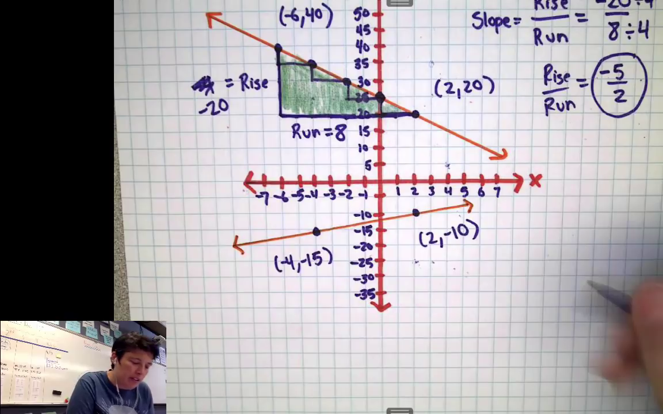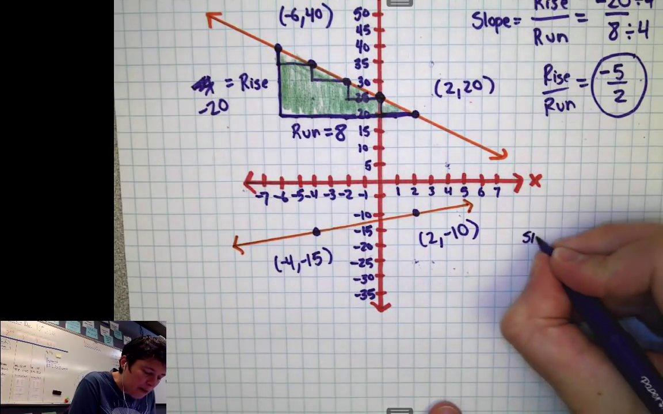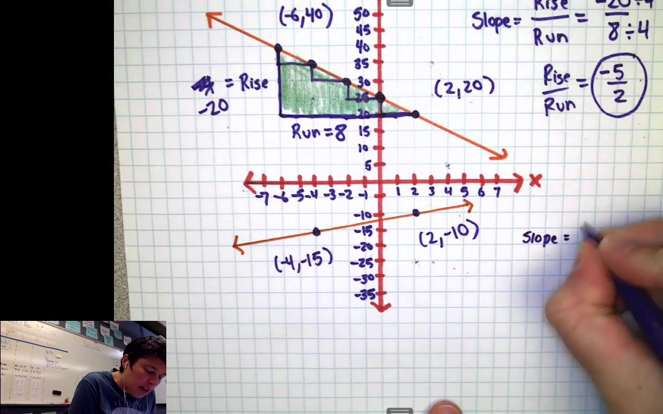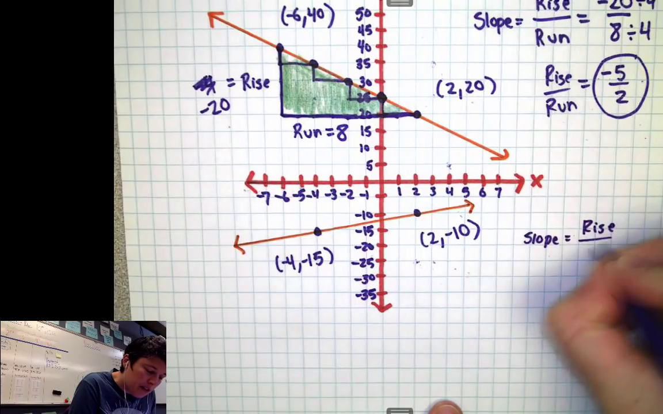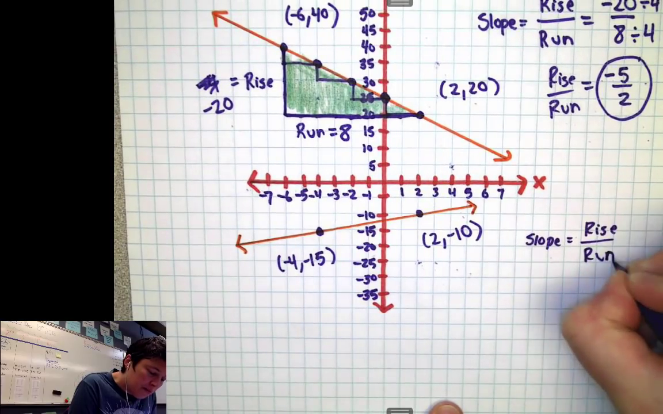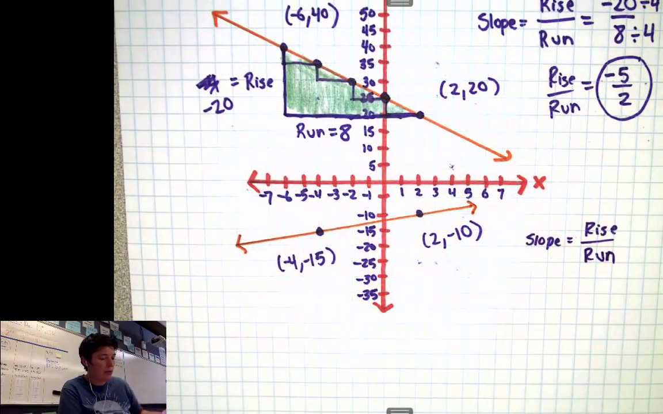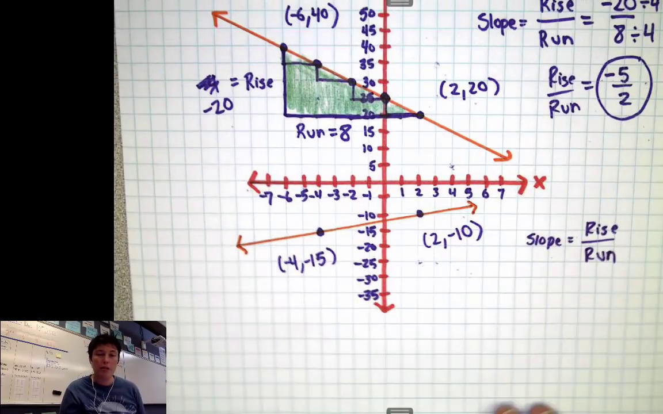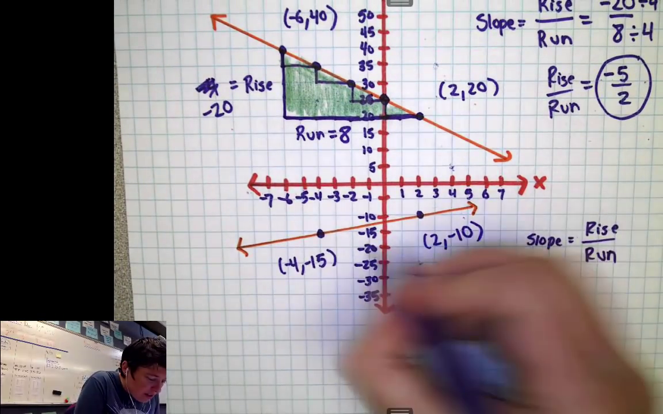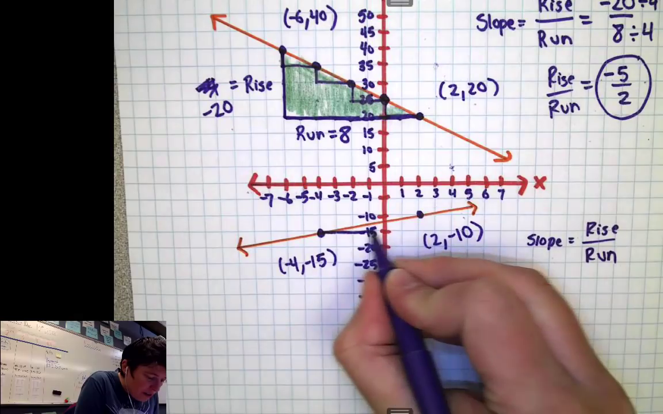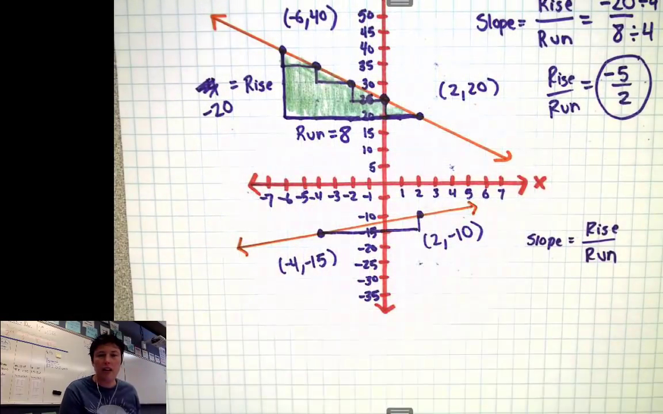I have a lot of space down here to do that, so I'm going to write slope equals rise over run. There's my rise over run. All right, slope equals rise over run. So I'm going to make a growth triangle that connects these points. Look, it's going to be over, kind of an interesting triangle, and up.